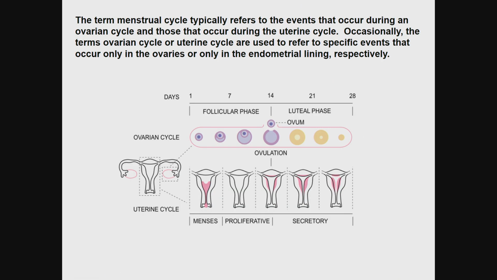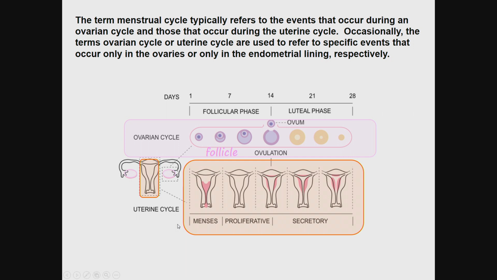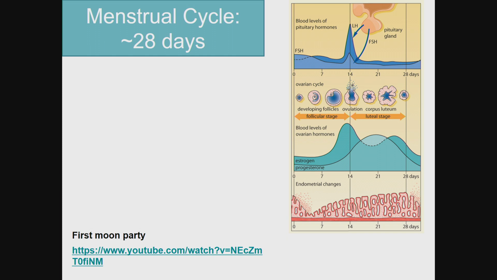The term menstrual cycle typically refers to the events that occur during an ovarian cycle, so those in the ovary, and the uterine cycle. So here's the ovarian cycle. We're talking about the follicle and the corpus luteum, so the follicular phase and luteal phase. And then the uterine cycle, we're talking about events that happen in the uterus, so development and release of the endometrium. The menstrual cycle lasts about 28 days.